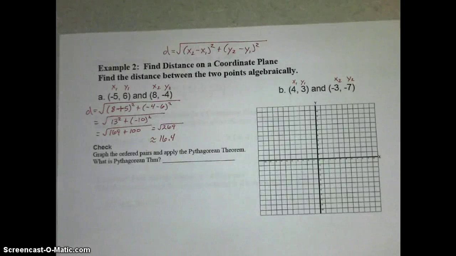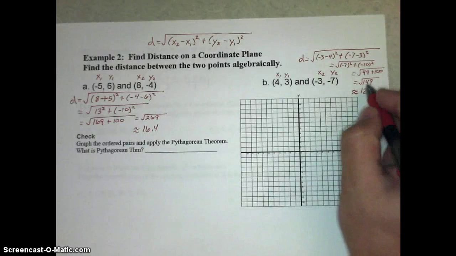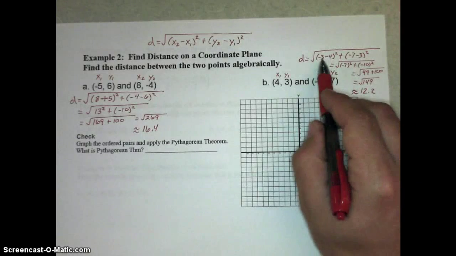Alright, if you need more time, go ahead and pause the video. Otherwise, this is what we should get. 12.2 when we round to the nearest tenth. Okay, let's recover what we've done here.